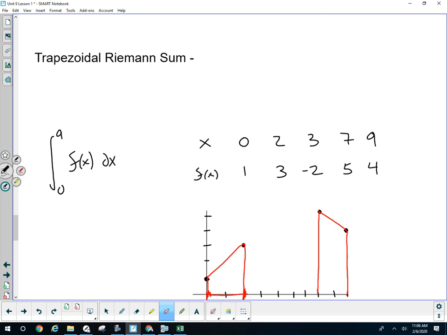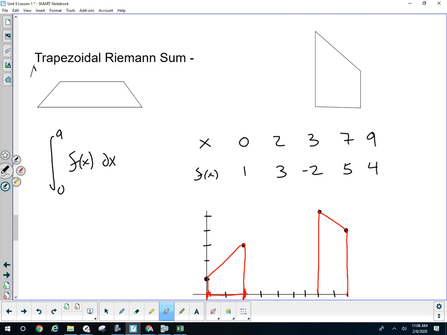First, let's remind ourselves of what trapezoids look like. You are typically familiar with a trapezoid that looks like that. Our trapezoids look like this. Our trapezoids look like that. But they both are trapezoids.